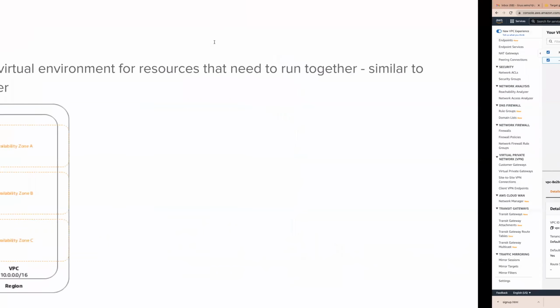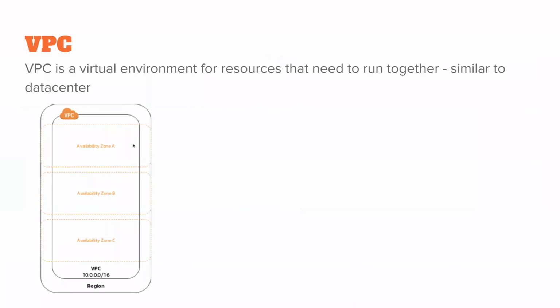So anyway, that being said, this is what a VPC looks like. A VPC spans multiple availability zones. I know we talked about availability zones in our first video.